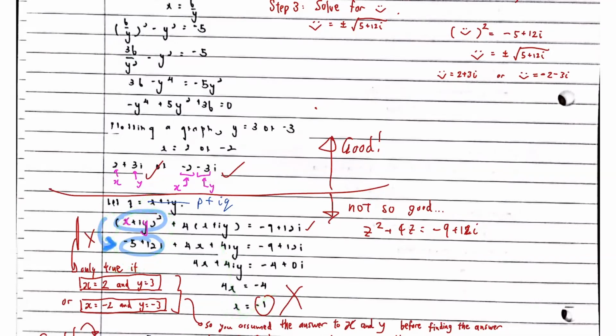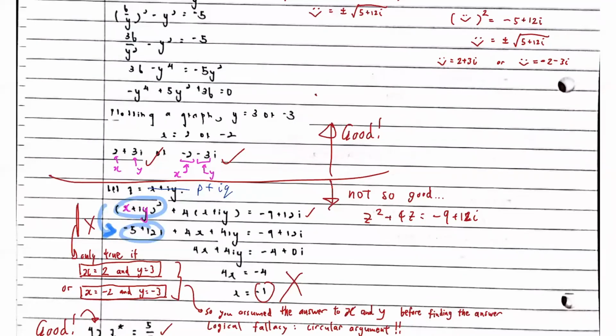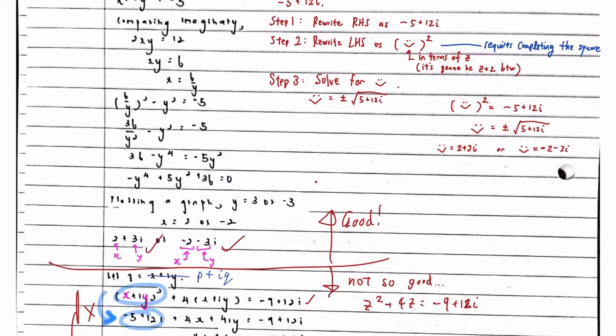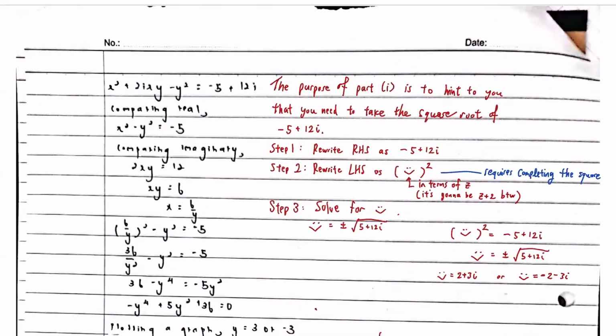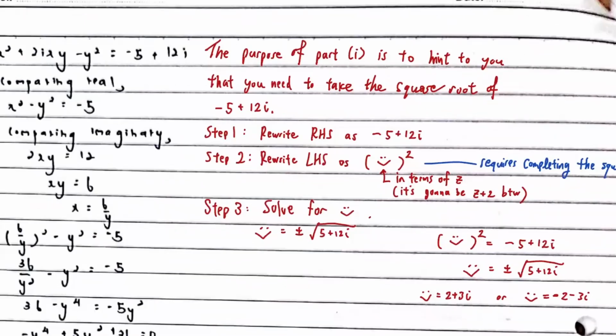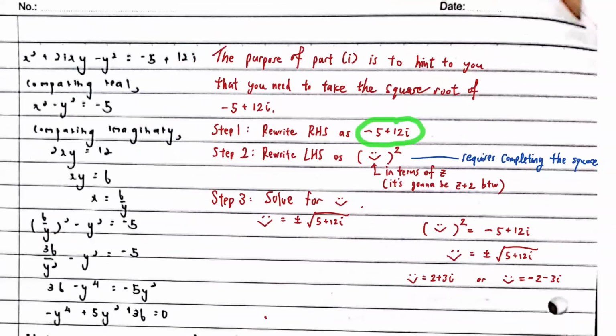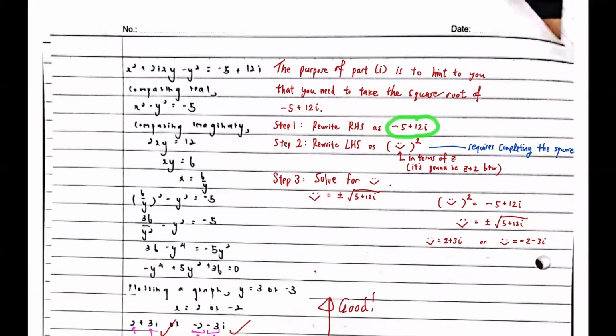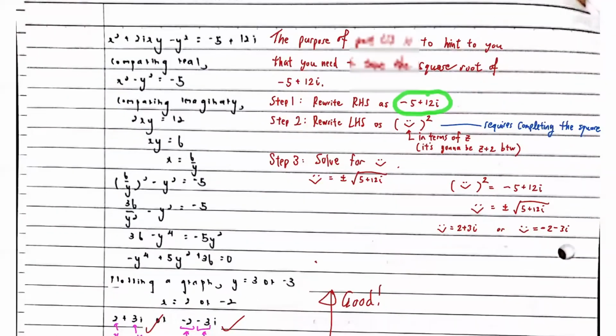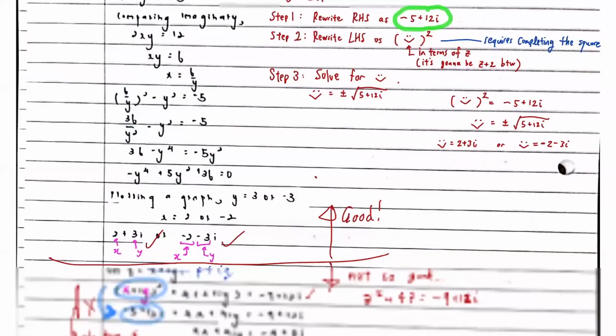So what is the strategy here? I wrote down a procedure for you here. The strategy is you need to make sure that on the right hand side you get -5 plus 12i. Currently we have -9 plus 12i. How do you go from -9 plus 12i to -5 plus 12i?